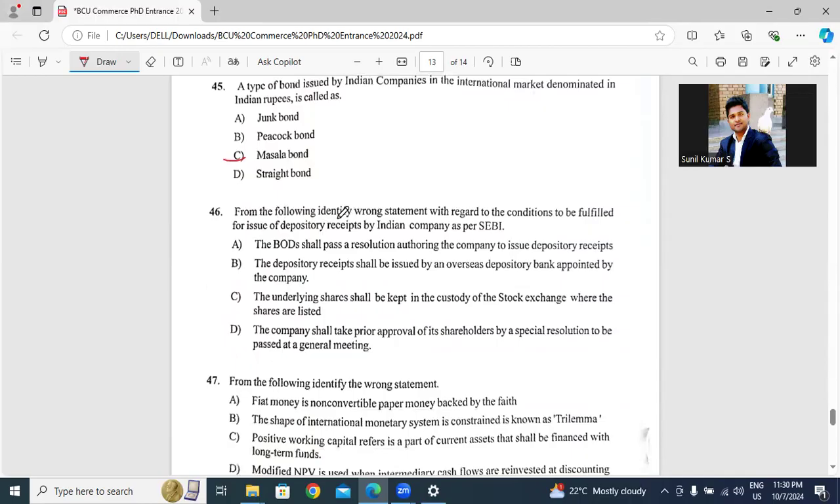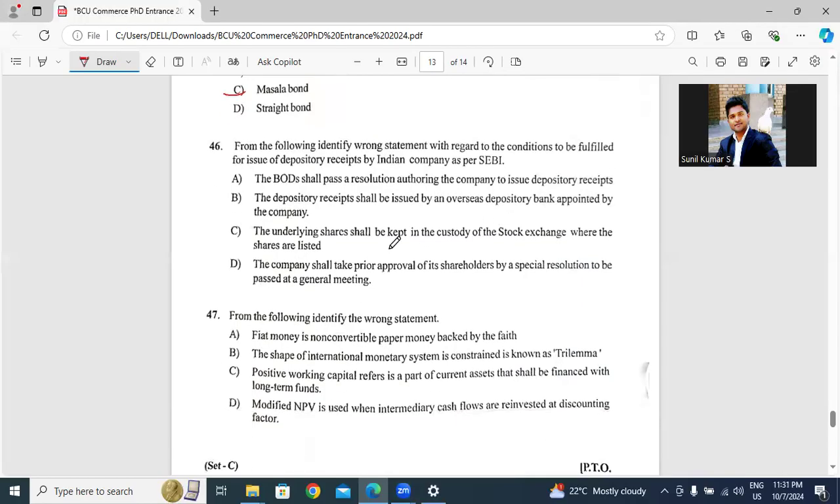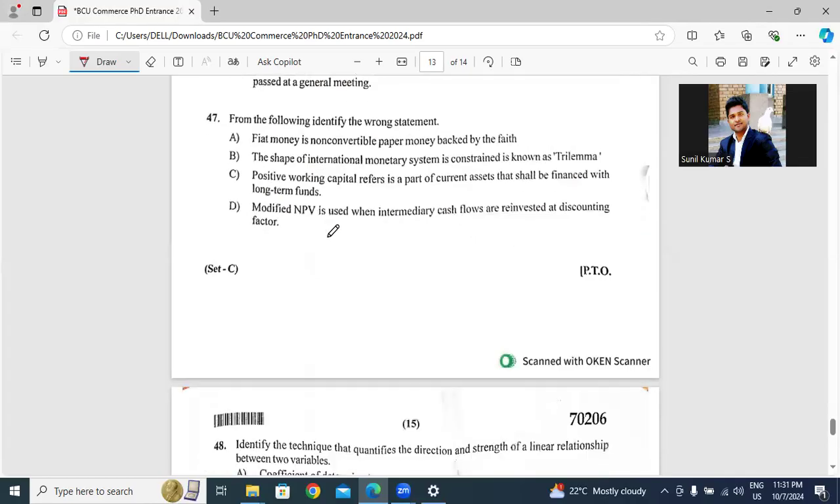From the following, identify the wrong statement with regard to the conditions to be fulfilled for issue of a depository receipt by an Indian company as per SEBI. The answer is C. The underlying shares shall be kept in the custody of stock exchanges where the shares are listed. This is the right answer. Next, from the following, identify the wrong statement. Positive working capital refers to part of current assets that shall be financed with long-term funds. So, this is the one wrong statement.